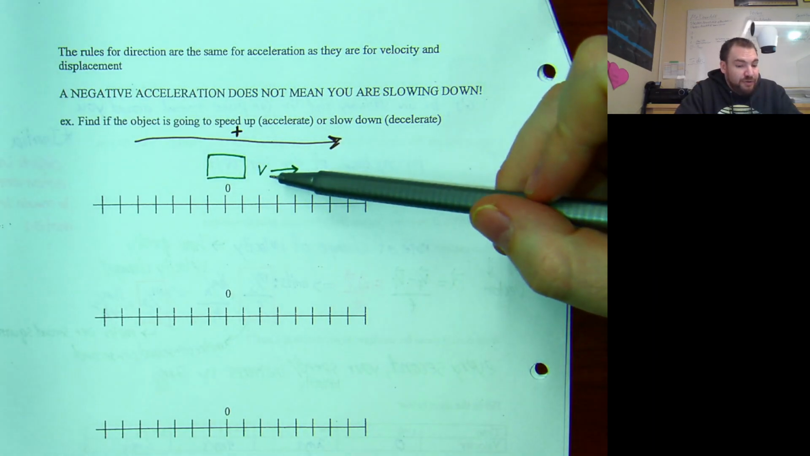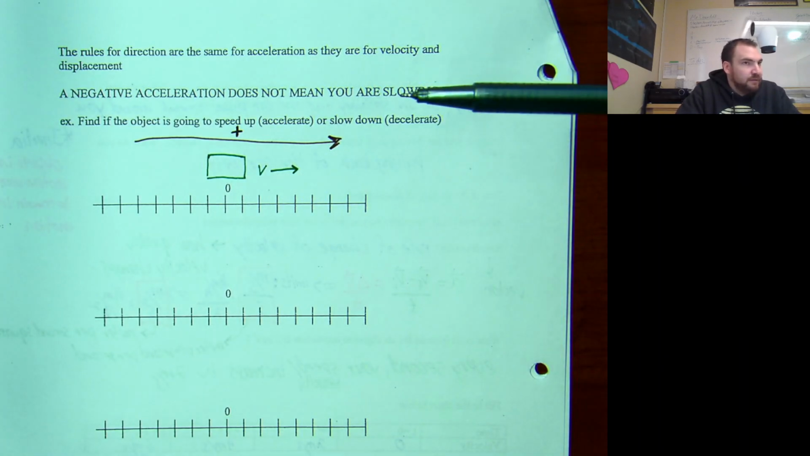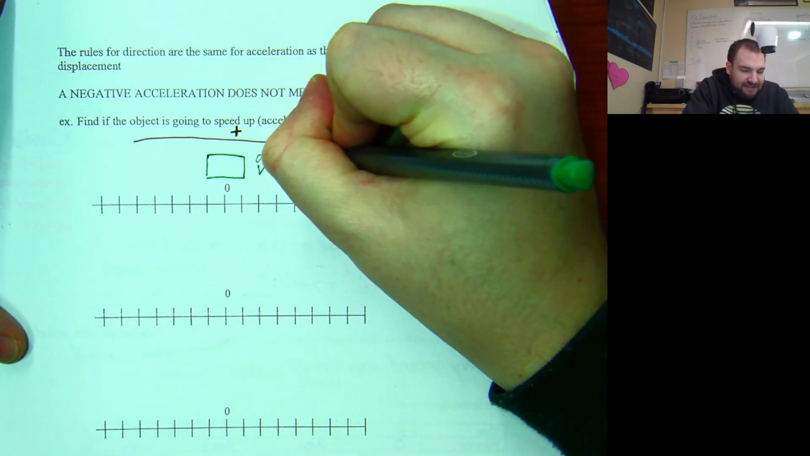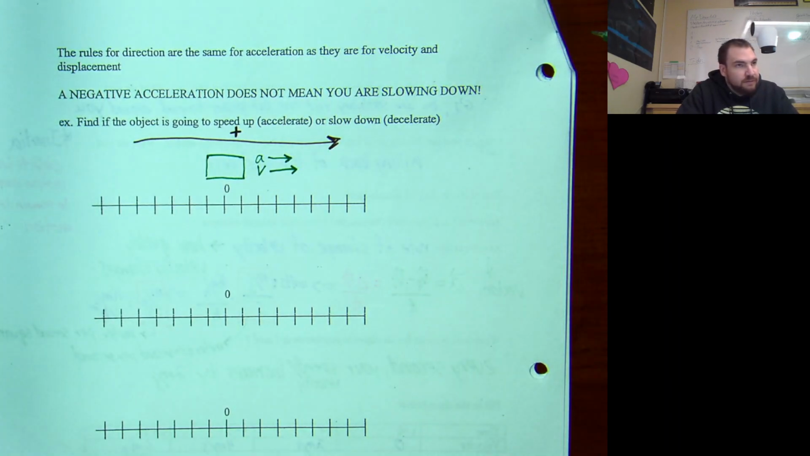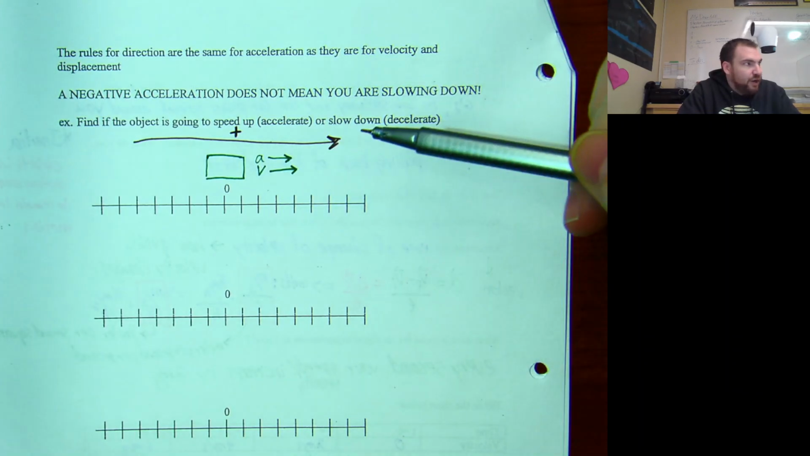If I tell you that my block has a v to the right, what does that mean, practically? It's moving to the right. Okay? What if I also tell you that it's accelerating that way? It has a velocity to the right and an acceleration to the right. What does that mean?